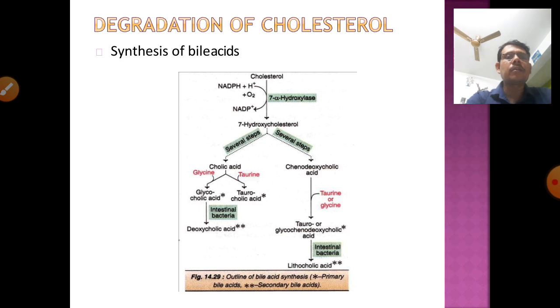Another pathway, through several steps starting from 7-hydroxycholesterol, gives chenodeoxycholic acid. Then with another molecule, taurine or glycine, tauro- or glyco-chenodeoxycholic acid is formed, and with the intestinal bacteria this forms lithocholic acid. So this is the formation of bile acid for the degradation of cholesterol, and bile acid is essential for the absorption and emulsification of lipid. That means the degraded product of cholesterol is utilized for the absorption of lipid. This is for your exam purpose and is very essential: how bile acids are formed.